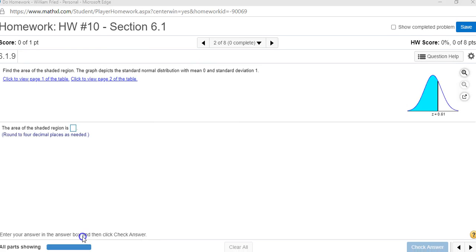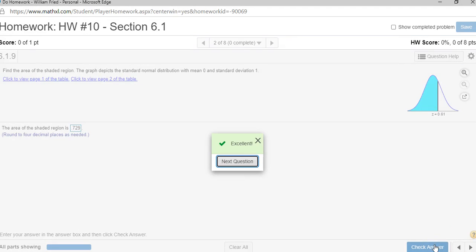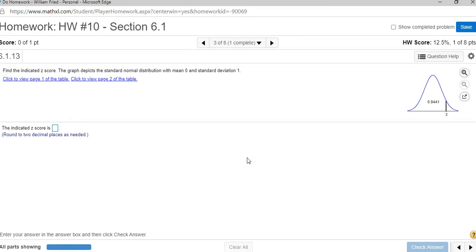Let's see if the homework likes that number. 0.729, check answer. Excellent. Okay, let's see what the next question is. This one is an inv norm question. We're going to skip that one and go to the next one. We'll come back to that.